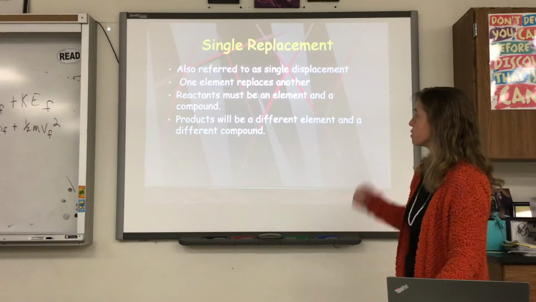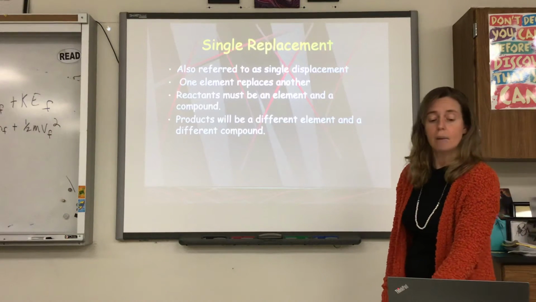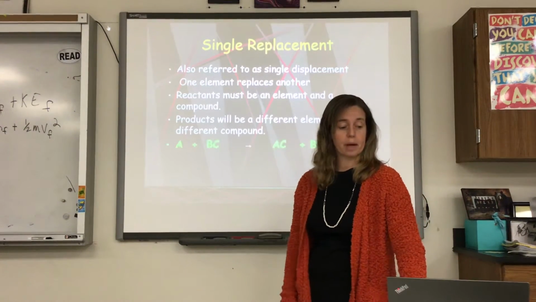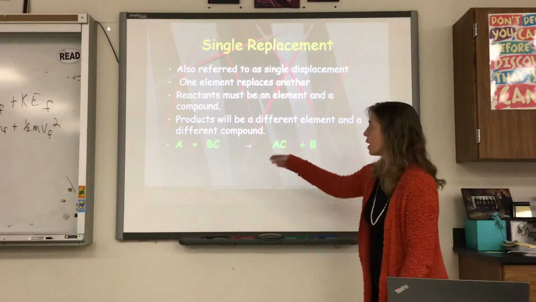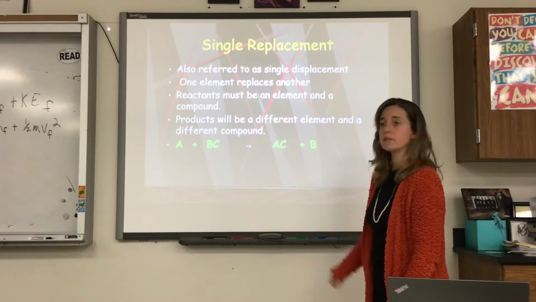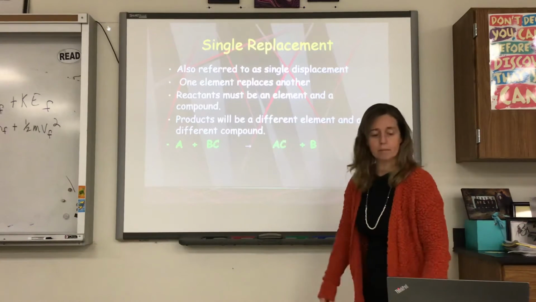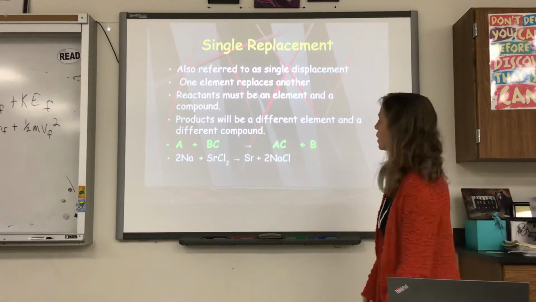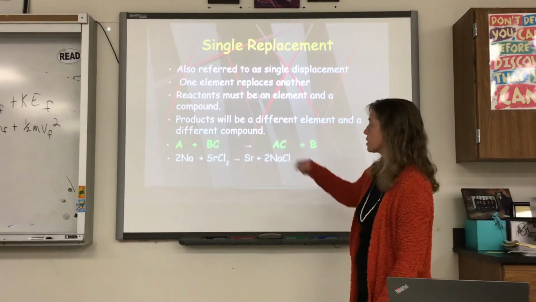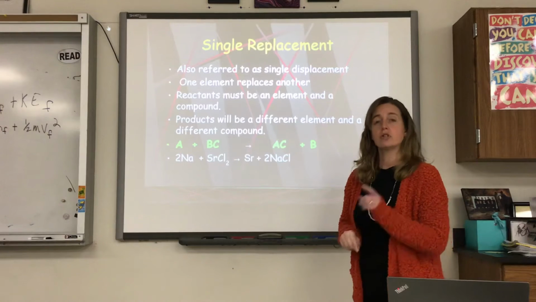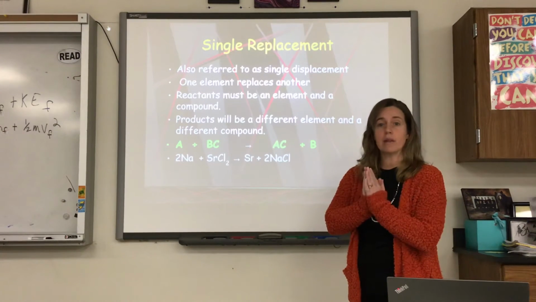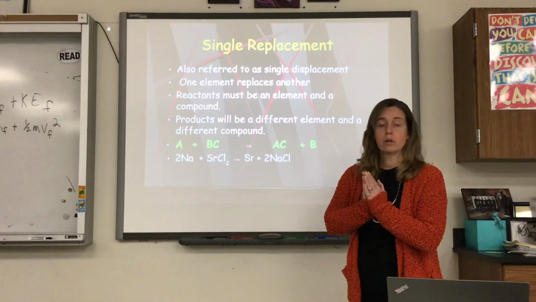So the reactants must be an element and a compound, and the products will be a different element and a different compound. Okay? So here you have an example of A plus BC. If A and C switch places, we're left with B, right? So if we have sodium, and sodium's a metal, and you're mixing it with strontium chloride, strontium is also a metal. So strontium and sodium cannot connect together. You cannot put two metals together. So you have to be careful.